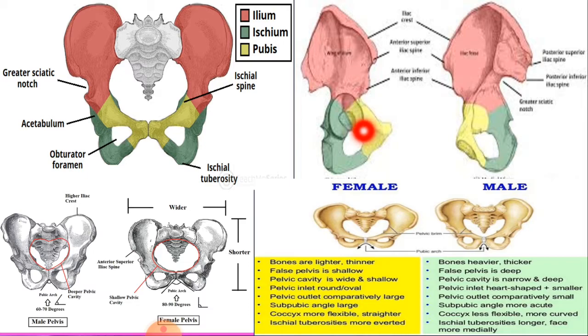Now we will talk about the ischium, and the ischium is the inferior and posterior part, and it also has the inferior projection, which is called the ischial tuberosity, and these ischial tuberosities are the weight bearing part of the body when you sit. So when you sit, you sit on your ischial tuberosities.